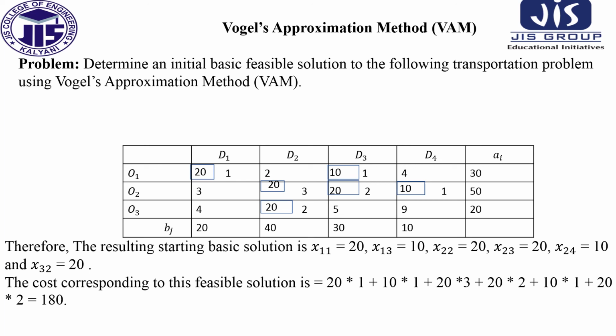So what is the total cost of this feasible solution? Allocated cells, allocation xij into cij for each allocated cell. So 20 into 1 plus 10 into 1 plus 20 into 3 plus 20 into 2 plus 10 into 1 plus 20 into 2. Okay, so the total value is 180. So this is all about the Vogel's approximation method.